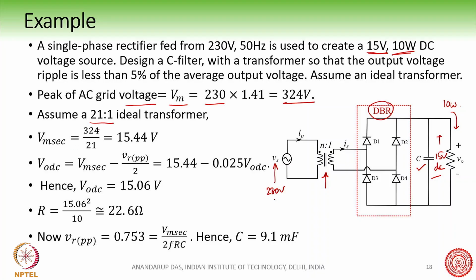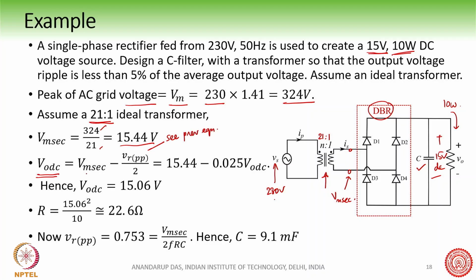Okay, so if you put this 21:1 transformer here, what will happen is the secondary voltage, Vm secondary, will be 324 by 21, about 15.44 volt, right? What is the V0 DC? So the DC voltage output, as we have deduced from one of the equations, see the previous equation, if you can recall.